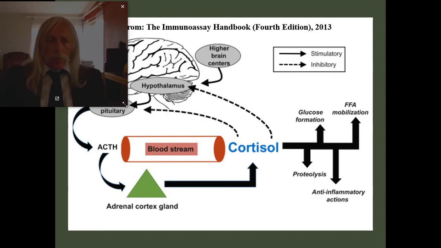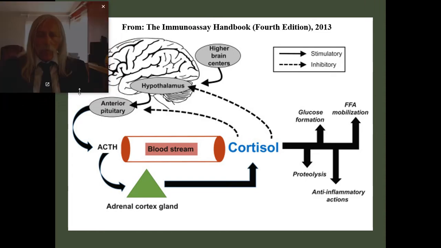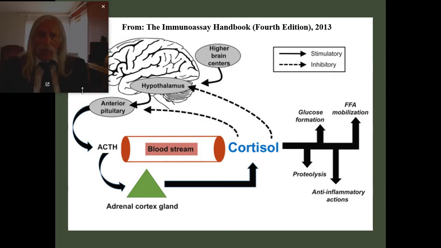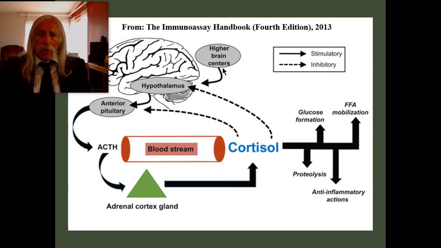So let's get this a little bit smaller here. Okay, now this is from a nice diagram I lifted from the Immunoassay Handbook, 4th edition, 2013. It's an open access handbook. Now we've gone through this much better than this slide shows what's going on in the central nervous system. All they're showing you is higher brain centers. You're having cortisol affecting the hypothalamus, and the hypothalamus is affecting the anterior pituitary, and cortisol can also work via feedback mechanisms on both the pituitary and the hypothalamus, right?